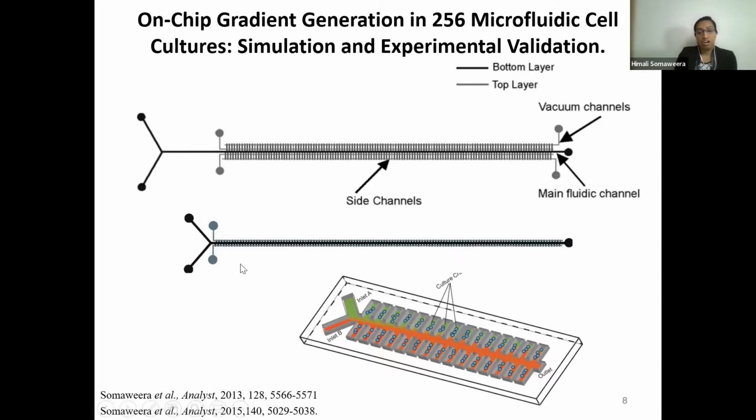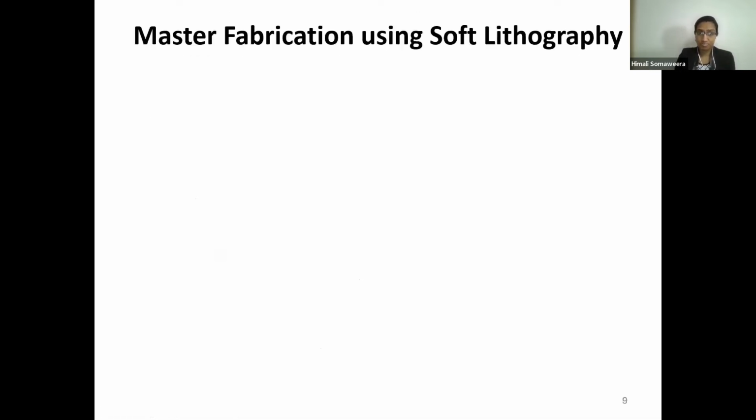So this is an illustrator diagram that shows how one inlet has one solution and the other inlet has a different solution. When it flows, it's laminar flow, and then the solutions diffuse into each other and create different concentrations as a function of distance.